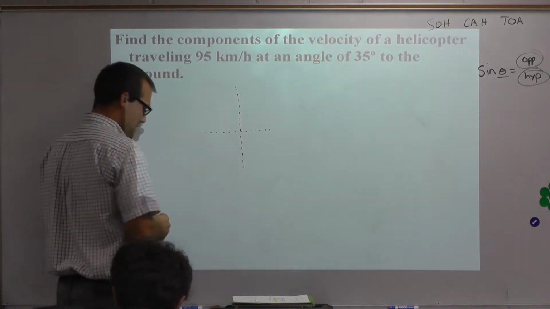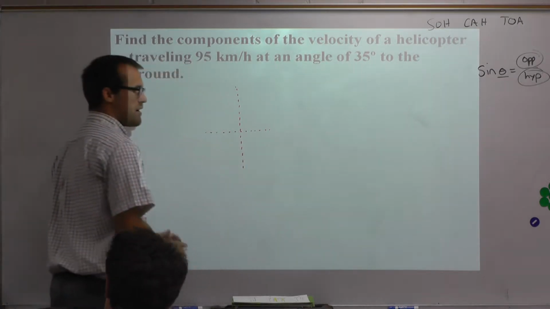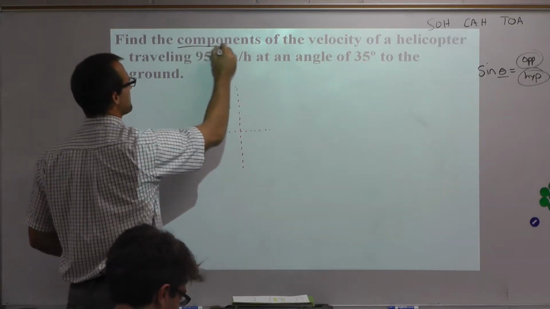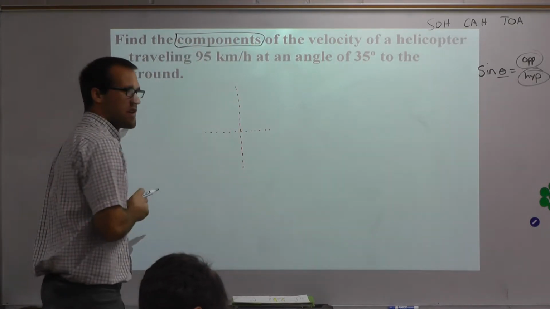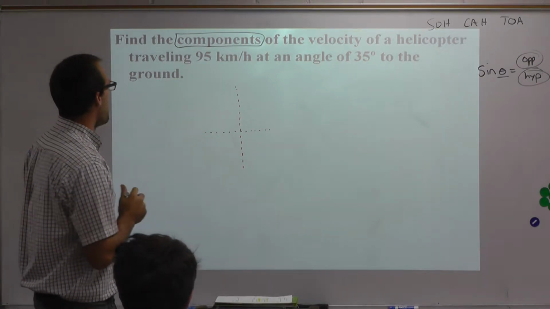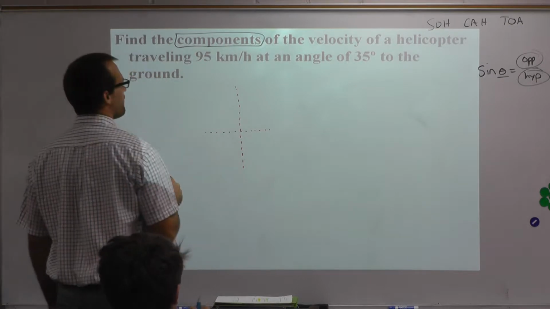Okay, so here we go. This first one's pretty easy. It's just resolving vectors. It says find the components. Components means x and y, okay? Have I made myself clear what components mean when you see that? X and y. Okay?